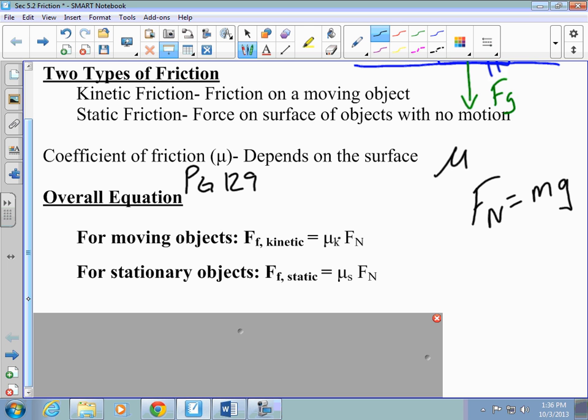Secondly, for stationary objects, same equation, except you're using the coefficient of friction for static, or something stationary, instead of the coefficient of friction for kinetic. So those are two friction equations that we throw in when we are studying the force of friction.